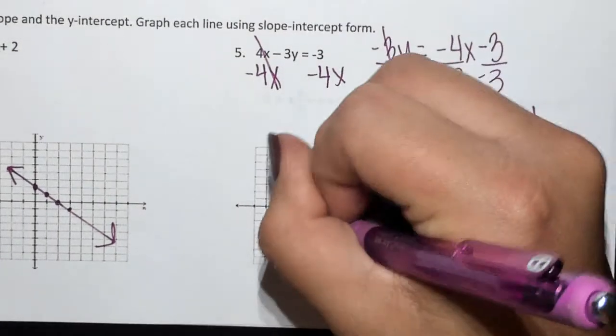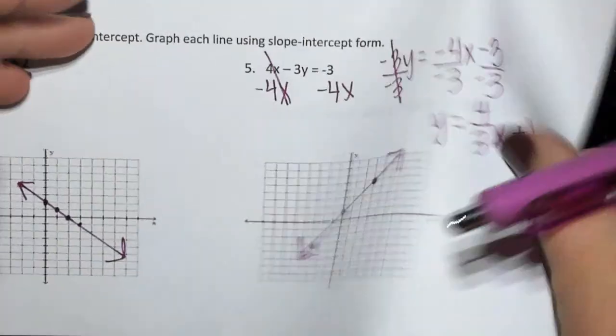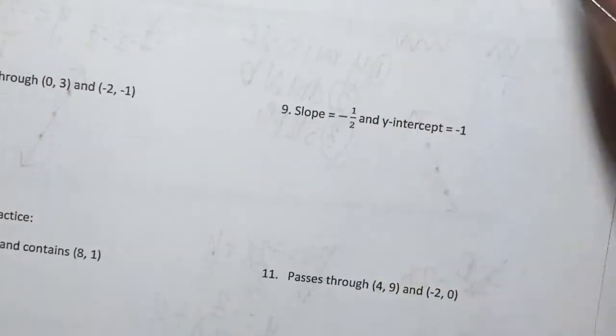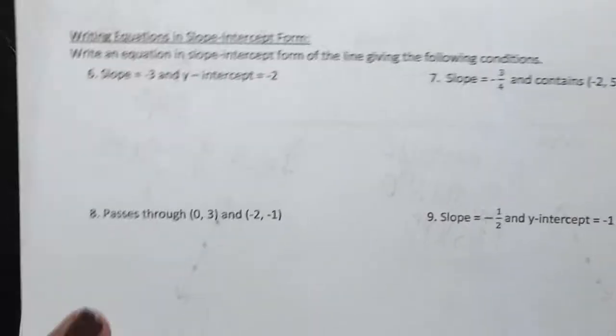Alright, flip the page. Alright, so we're done graphing for now. We just have to finish writing. Cordell, headphones, please. We have to finish writing in slope-intercept form.